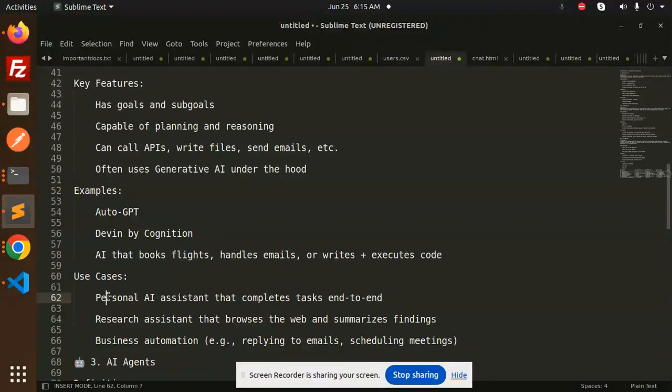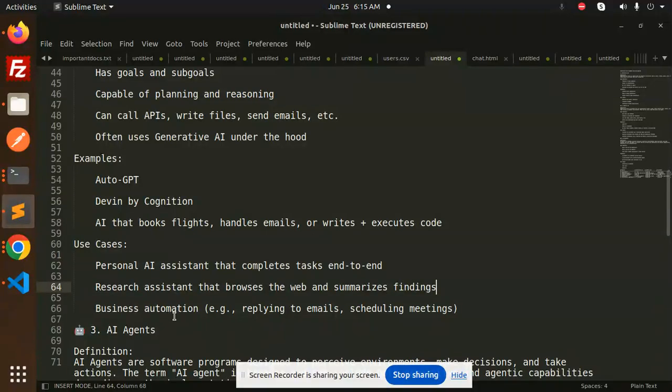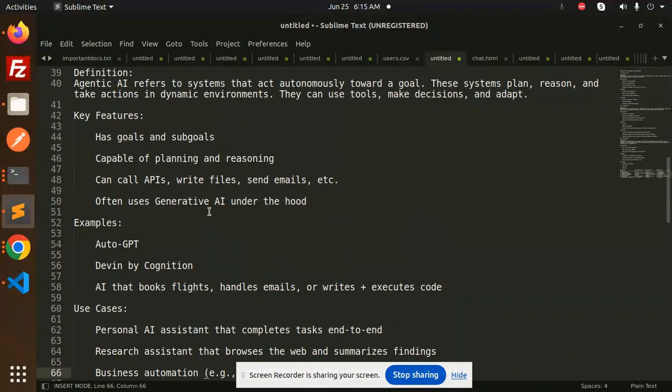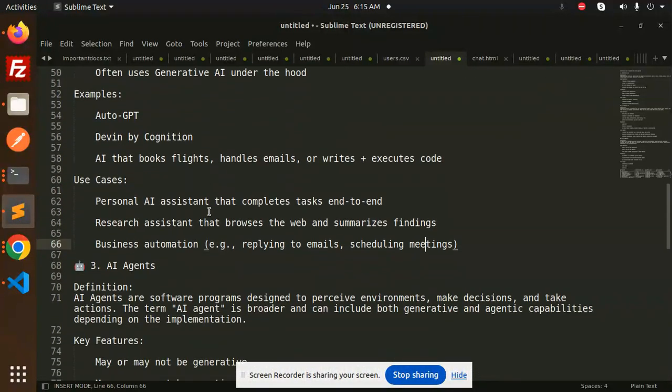Use cases: a personal AI assistant that completes tasks end to end, a research assistant that browses the web and summarizes the findings, business automation like replying to emails and scheduling meetings. So all this is done with the help of agentic AI.